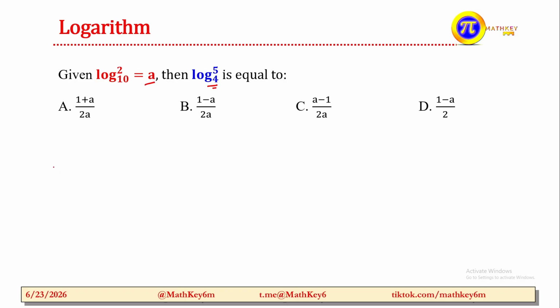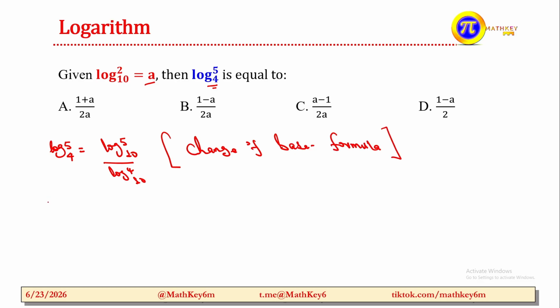As we are familiar, we know that log 5 in base 4 is equal to log 5 in base 10 divided by log 4 in base 10, using the change of base formula. Again, log 5 in base 10 is also expressed as log of 10 divided by 2 in base 10. We can express such forms as a division of logarithms.